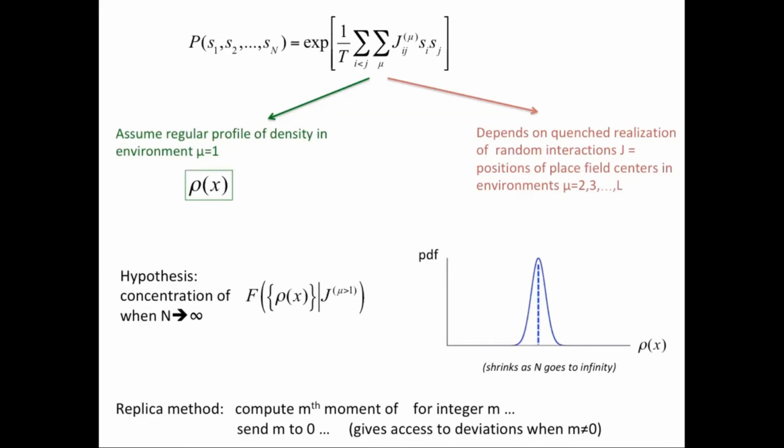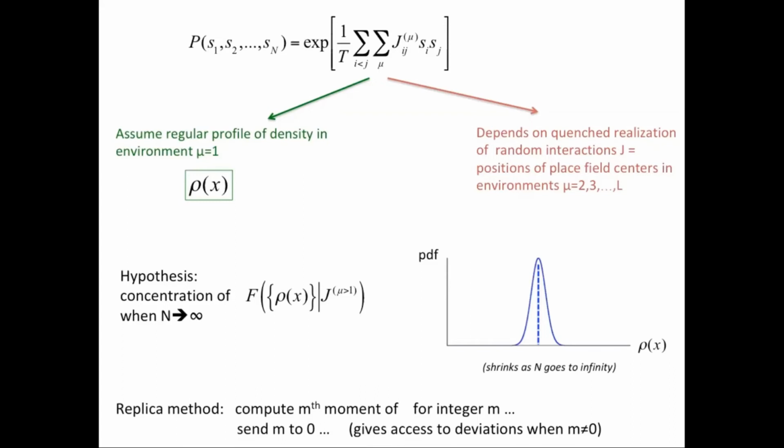So since this density is going to be unique, we can compute the average free energy by averaging over all the interaction matrices J mu larger than 1. This is quite a tough calculation, but we use the replica method to do that. We'll compute the mth moment of the partition function, which we can do for m an integer number, m equal 1, 2, 3, 4, and so on.